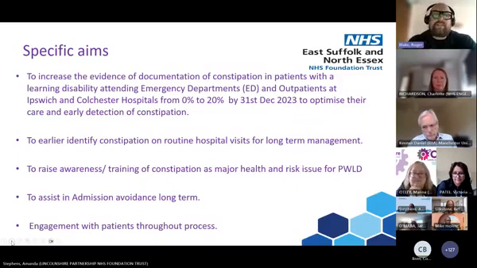We wanted to raise awareness and training of constipation as much as we possibly could in this project, with a view then to hopefully assist in admission avoidance long term. We did engage with people with learning disabilities throughout all the sections of the project as well, to ensure that their voice was heard throughout.